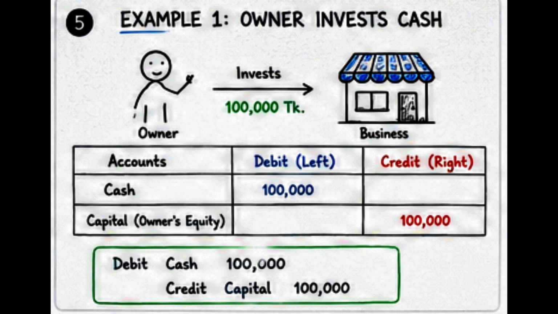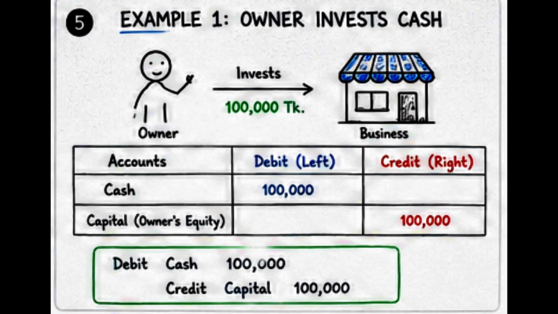Let's understand with a real life example. Imagine you are opening your own business. You invest 1 lakh. What happened? The business received cash. The owner's investment also increased. Now identify the accounts. Cash is an asset. Capital is owner's equity. Assets increase with debit. Capital increases with credit.